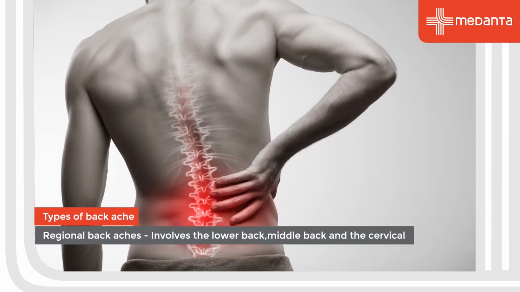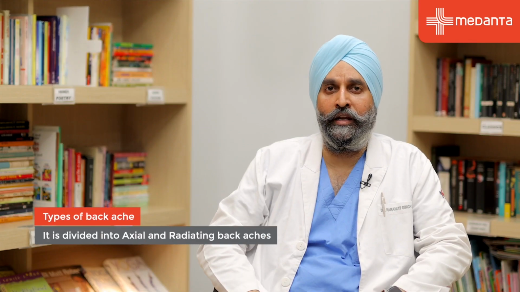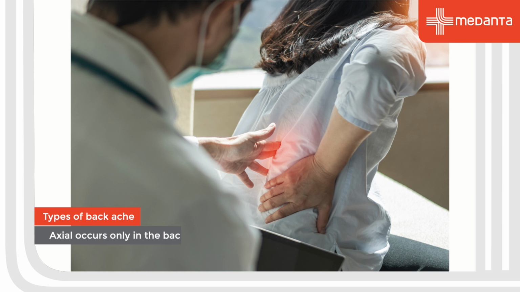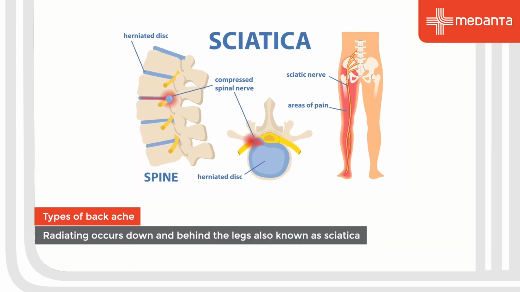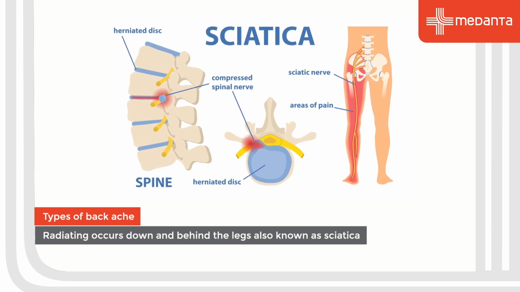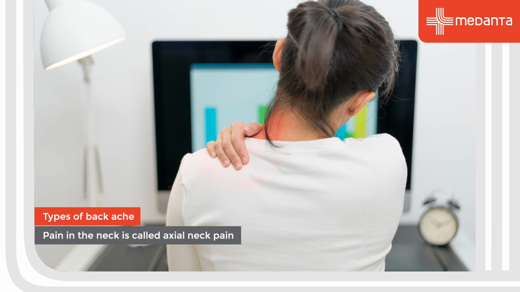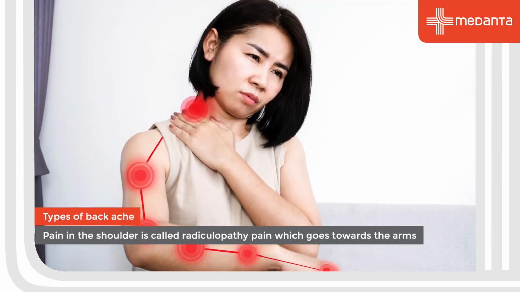So backache can be of various types. It could be the regional backache, which could involve the low back, the mid back, or the upper, we call the cervical region. We can divide it into axial and radiating backache. Axial is the pain that occurs only in the back, and the other, radiating, is when it goes down the leg, behind the leg, commonly known as sciatica. Similarly, for the neck, we have the axial neck pain and the pain that we call radiculopathy, or the radiating pain going into the arms.